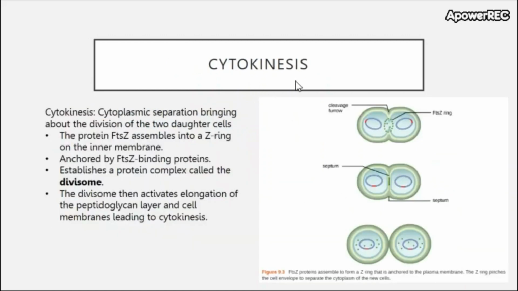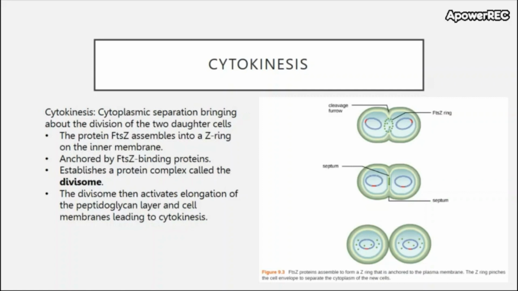The process of creating new cells is called cytokinesis. So this is the actual cytoplasmic separation. Remember, the cytoplasm is the solution inside of the cells. So cytoplasmic separation would be separated by this membrane and cell wall that's created, bringing about the division of the two daughter cells.